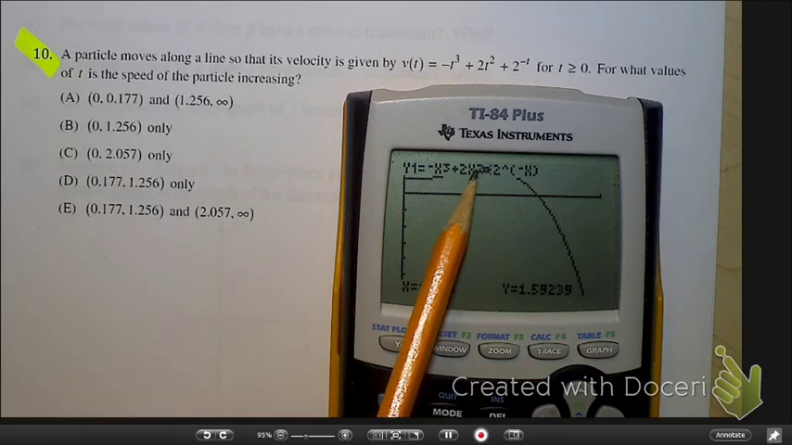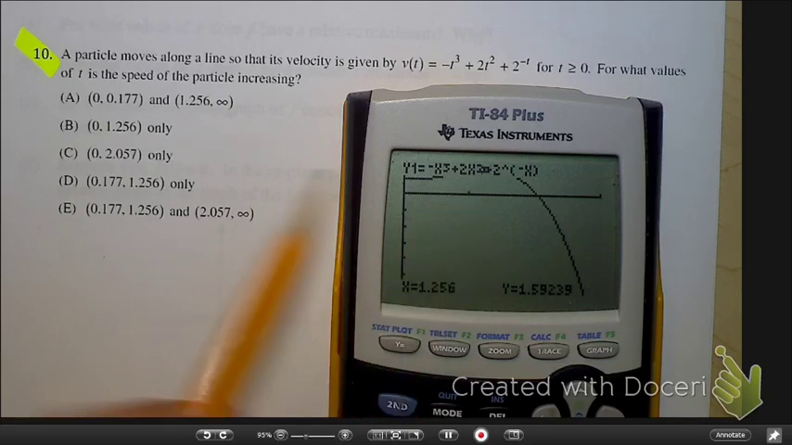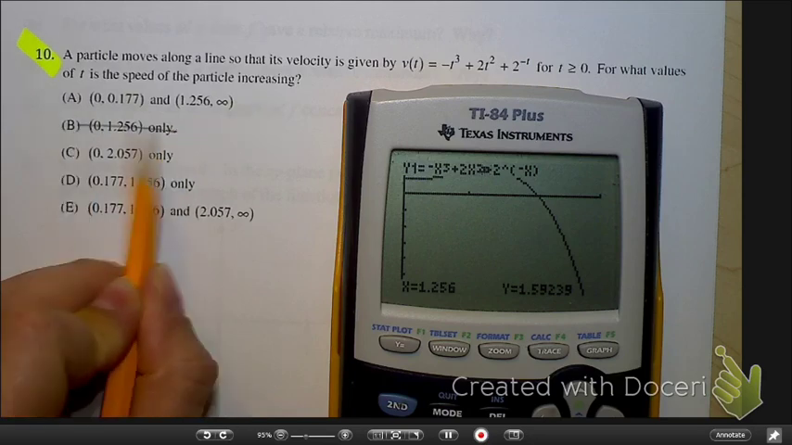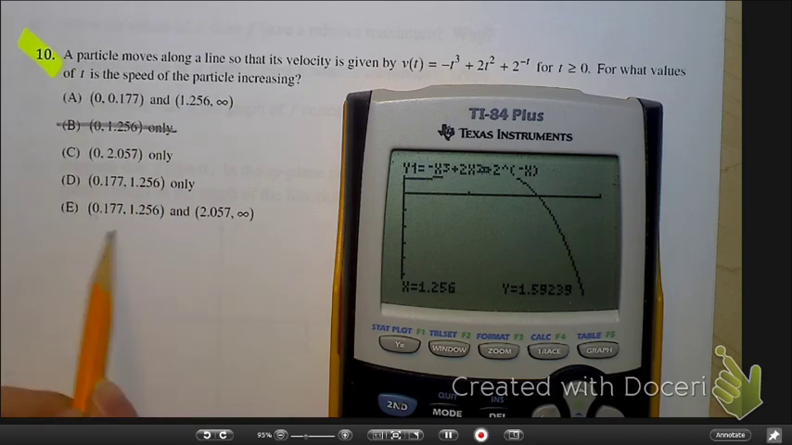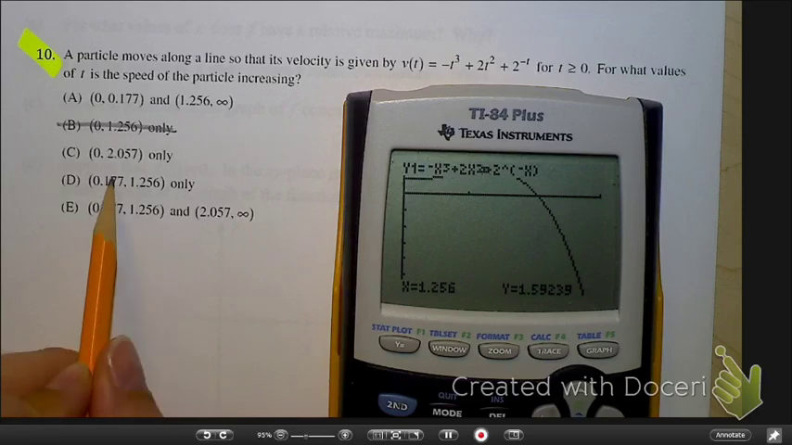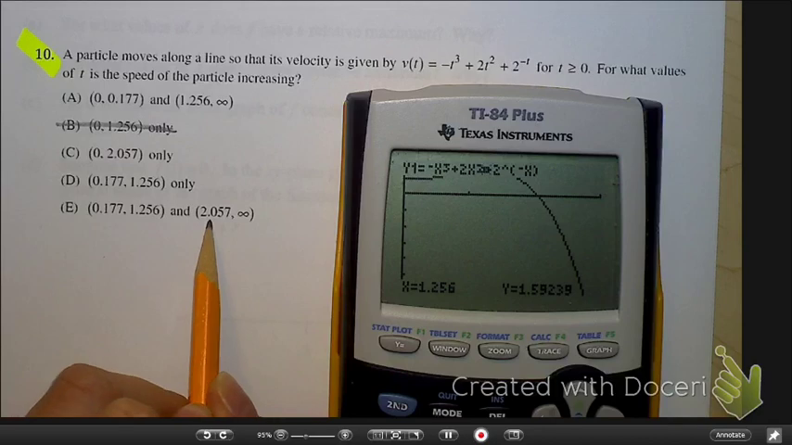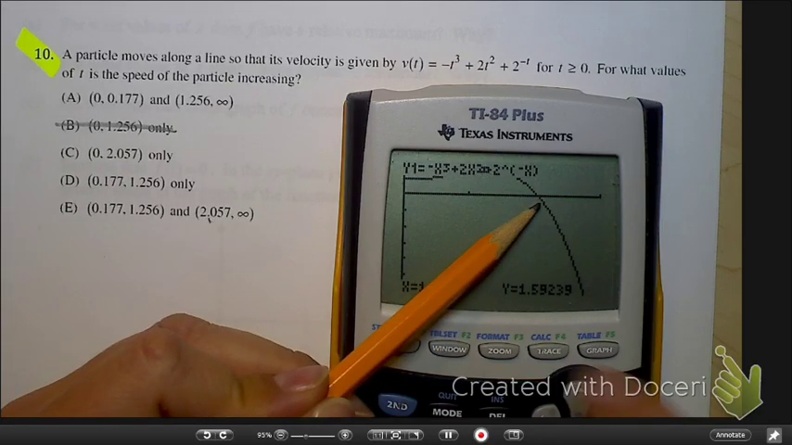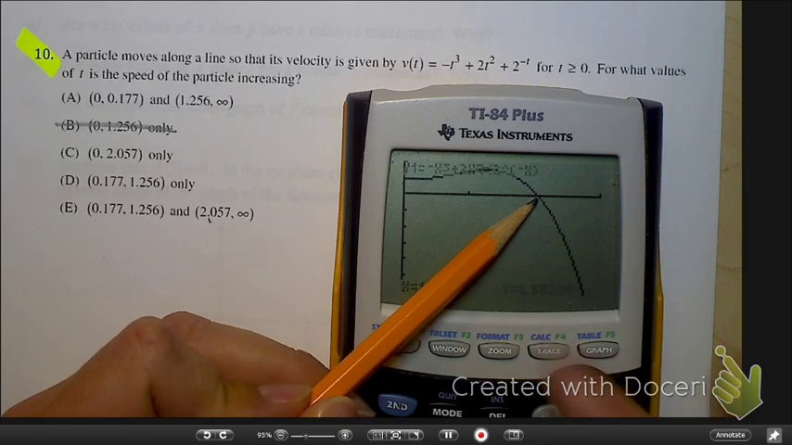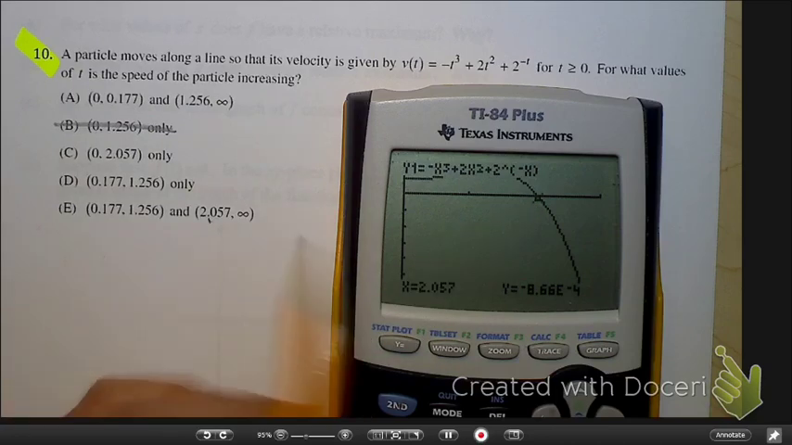Now, there's 2 intervals where speed is increasing. It's increasing from 0 to 1.256. So it can't just be that interval. There has to be a second one. And I guess it's 0.177. It's not exactly 0. It's also increasing from, I'm guessing, 2.057 to infinity. So let's make sure that this point right here where it crosses the x-axis is 2.057. So trace 2.057. And yes, that is in fact the blinking star to show me that that's the other interval.